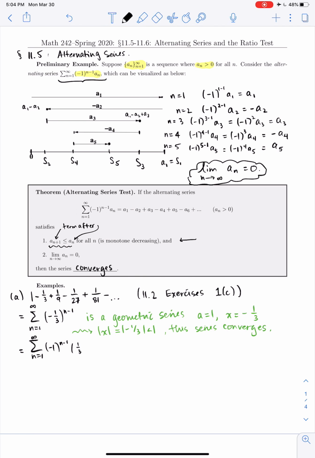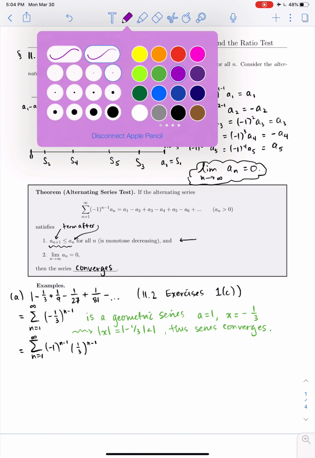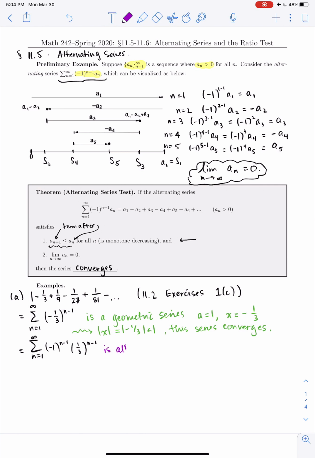So by pulling the negative sign out of the negative 1/3 to the n minus 1 power, you can see that this is now an alternating series. And if it's an alternating series, you're going to be asked to verify it by telling us what the positive terms in the alternating series are. So in an alternating series, you have the negative 1 to the n minus 1, and then you have these sequence terms a sub n.